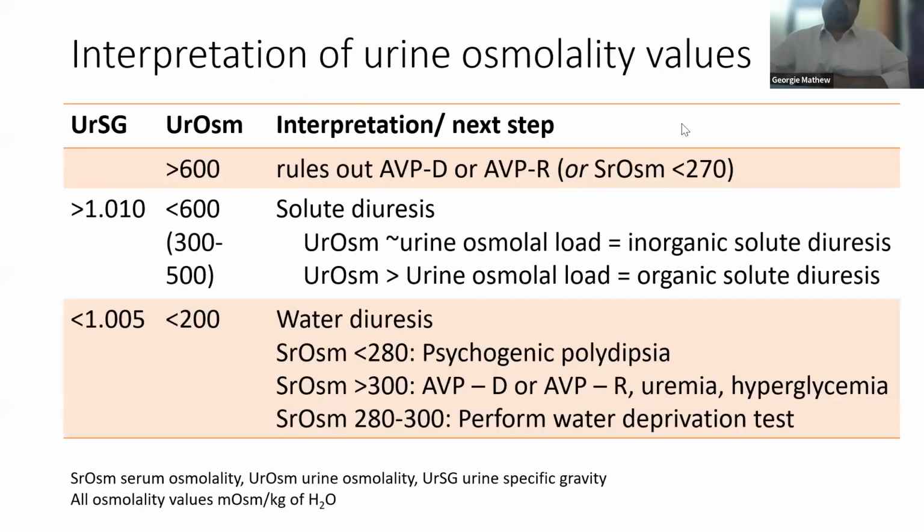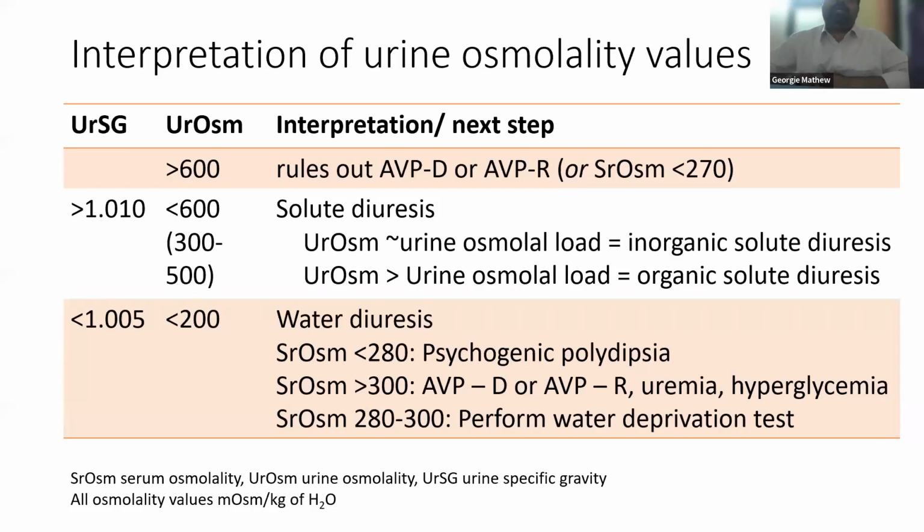So if you do a fasting urine osmolarity with a fasting serum osmolarity, if you have high urine osmolarity, that means during the night vasopressin secretion was adequate and vasopressin acted appropriately. So if there is high fasting urine osmolarity, that essentially rules out any AVP deficiency or AVP resistance.